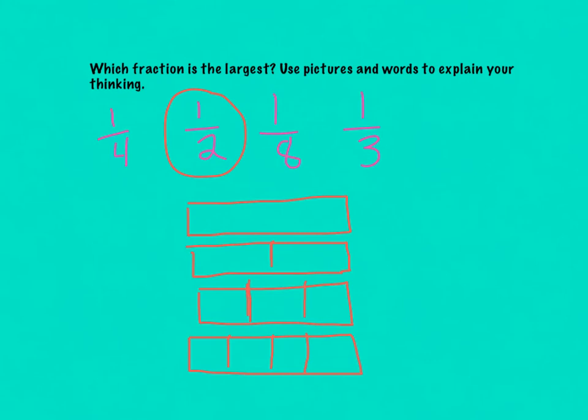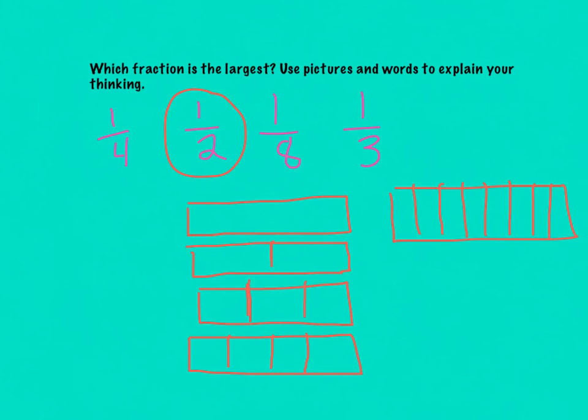And last but not least, I'm going to do 1/8. So I'm going to take my piece of paper, and how many equal parts do I need? I need 8 because my denominator is 8. So I'm going to do 1, 2, 3, 4, 5, 6, 7, and 8.